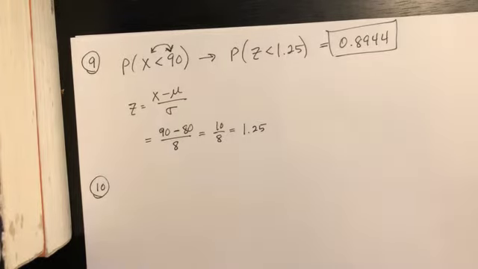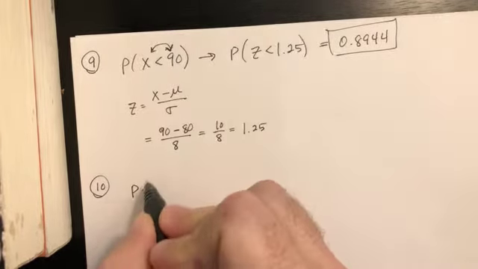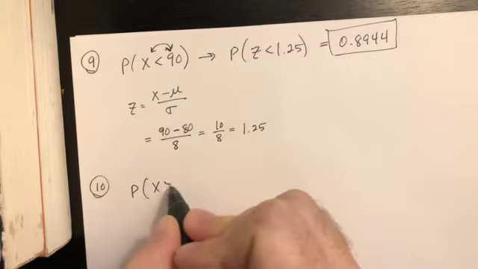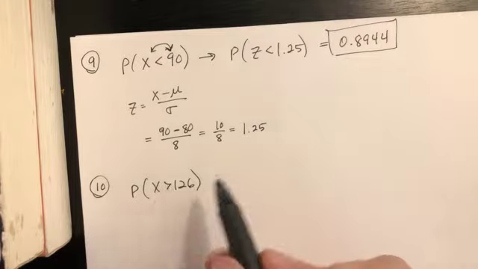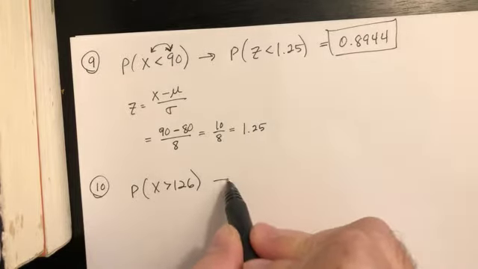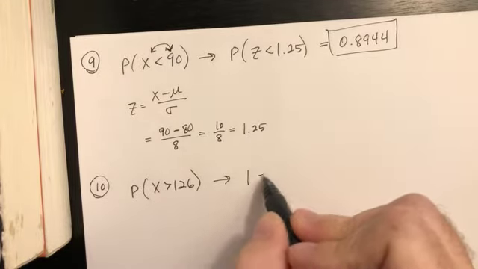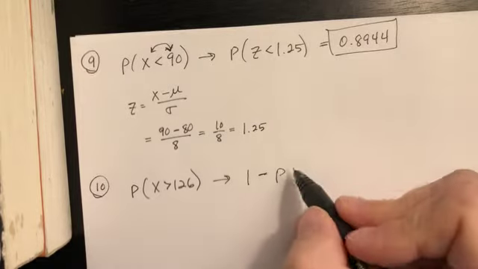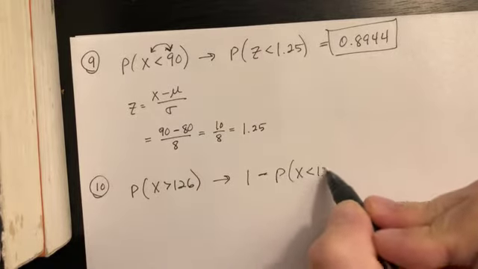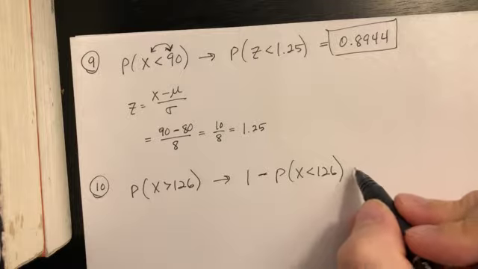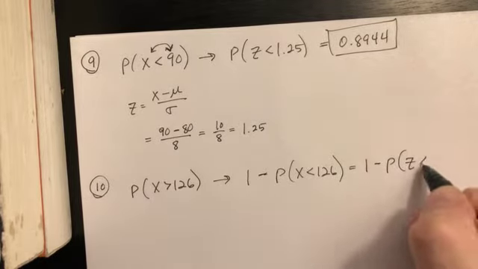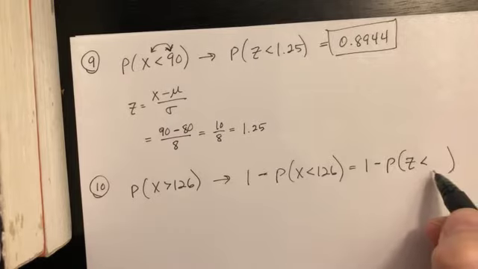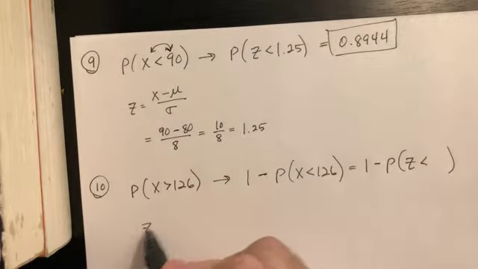Number 10, we want the probability that x is bigger than 126. So again, this is going to be one of those right side, and we're going to say 1 minus something. So we're going to say 1 minus the probability that x is less than 126, which is the same thing as saying 1 minus the probability that z is less than something. I don't know. So let's go down here and do the z-score.